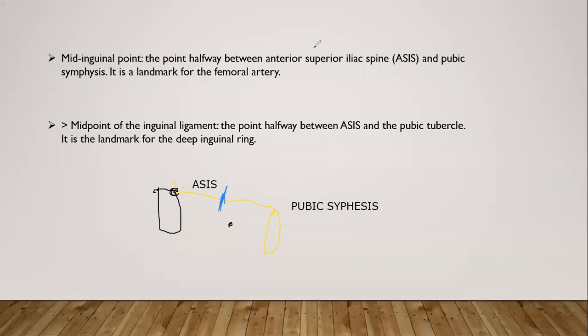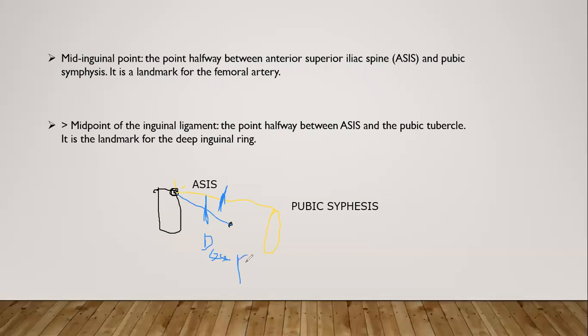So the second one is between the anterior superior iliac spine and the pubic tubercle here. And it's the landmark for the deep inguinal ring. The deep inguinal ring. These 2, we don't have to forget them, please, guys.